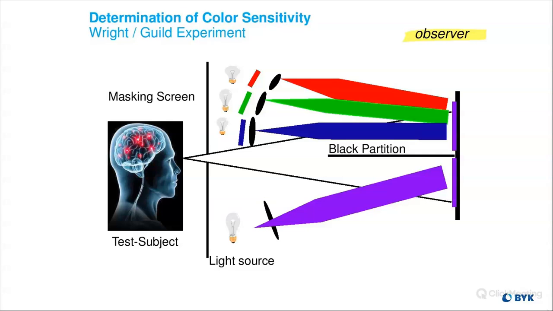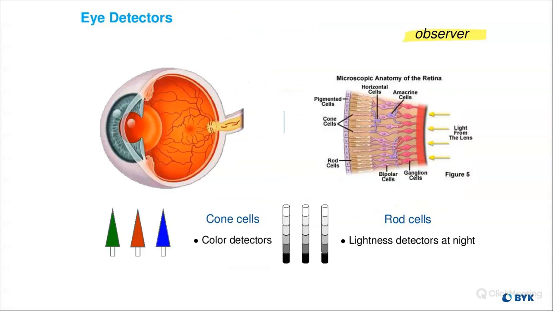Now, when we look at this experiment that was done, and for background, this was done in the 1930s. I believe it was 1932 by two scientists. One was named Wright and one was named Guild. And basically what their idea was, at the back of the eye, I'll switch back to this slide here. At the back of the eye, this region called the fovea, there's a high concentration of cone cells, so just color detectors.